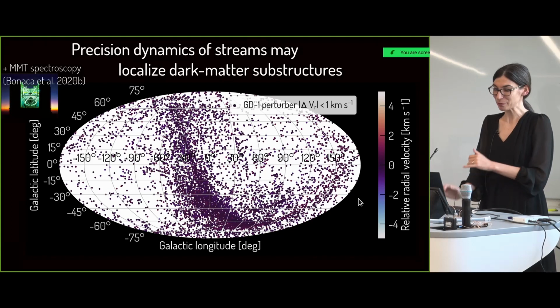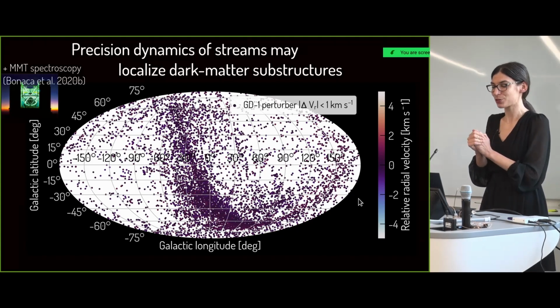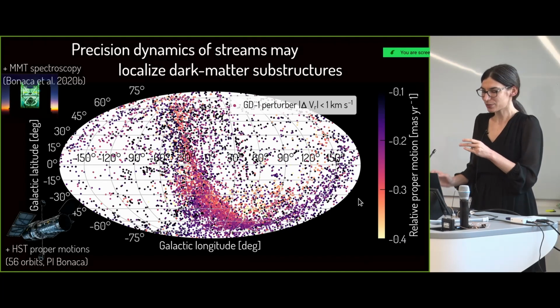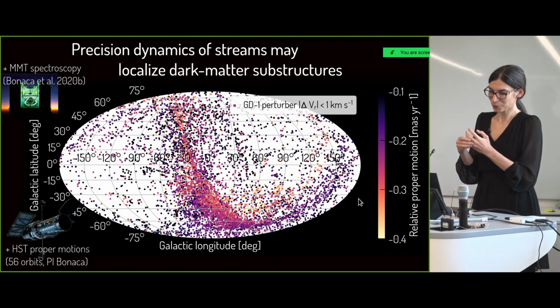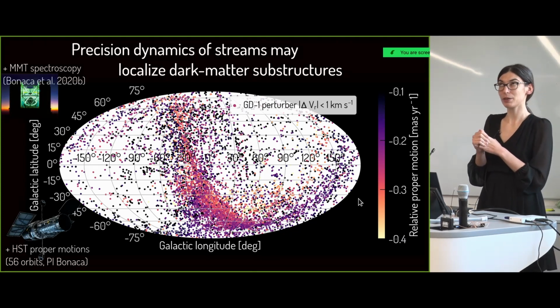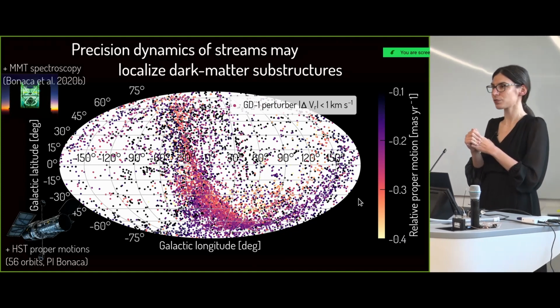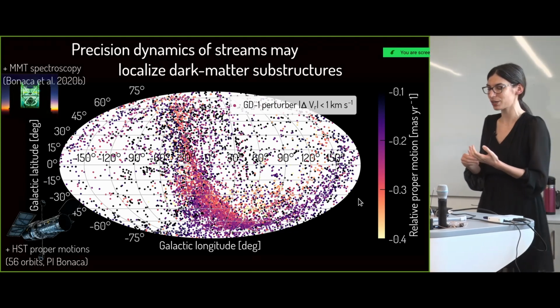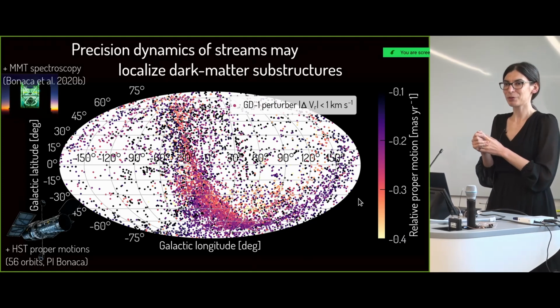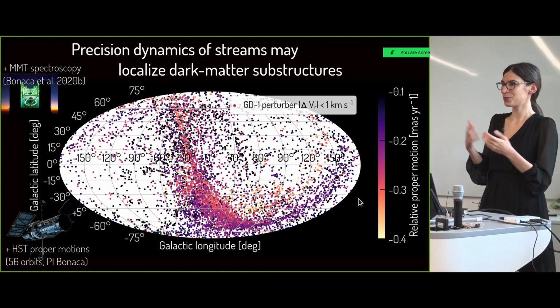So we're hoping to do even better by measuring relative proper motions more precisely. Here I'm color coding by proper motions, and we have an HST program with the second epoch being taken in just a few months, in February of 2023, where hopefully we'll be able to further limit this.